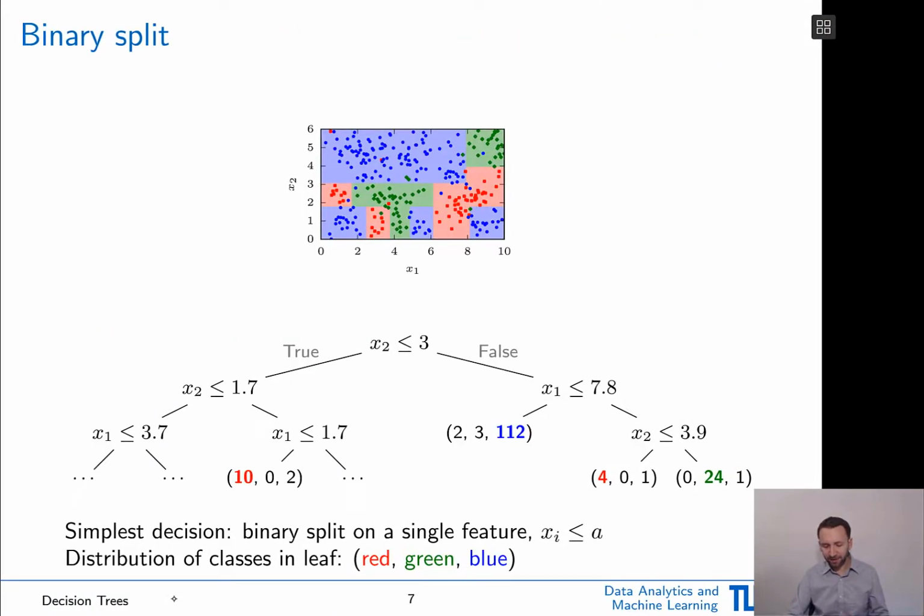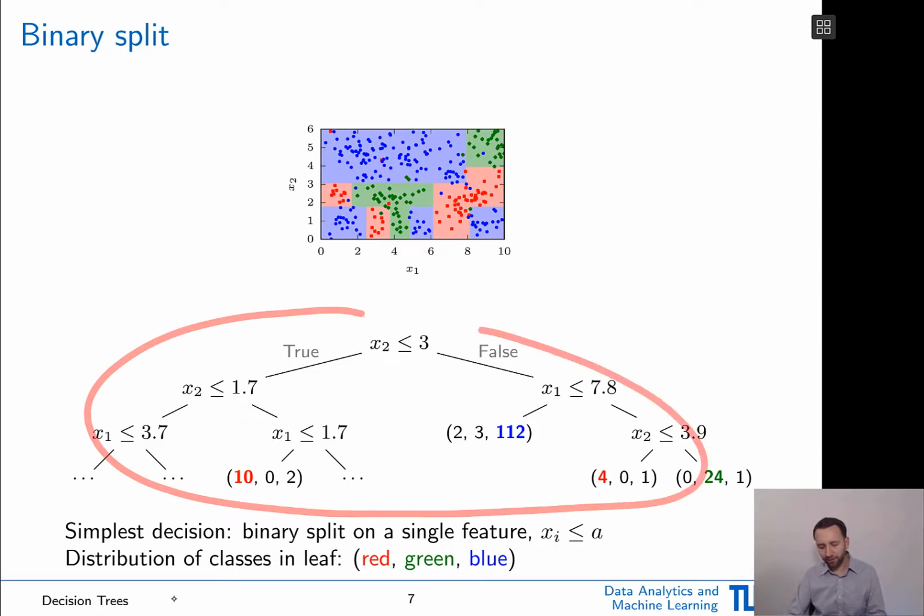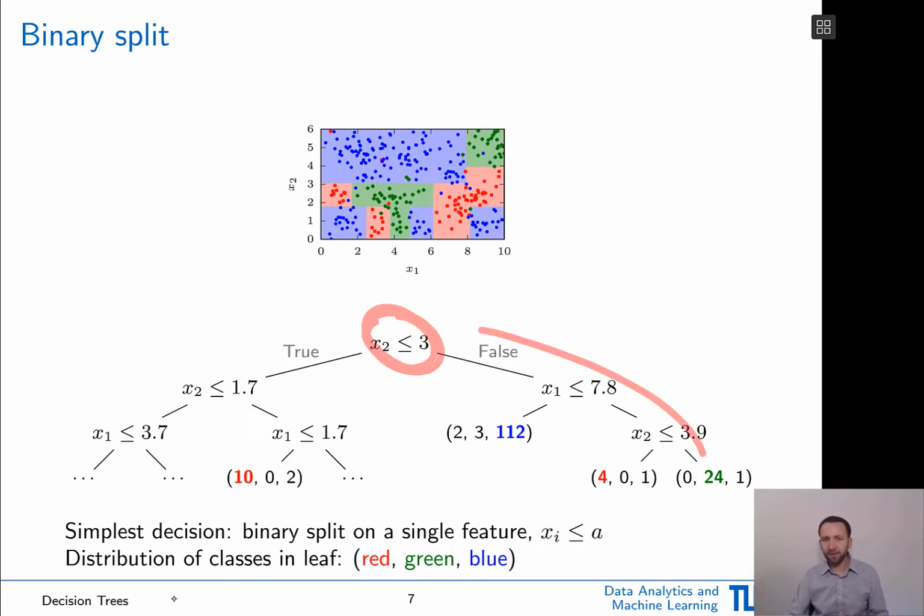So let's say we have this example. We don't have to store the full data. We just have to store this model, meaning we have to store what kind of test we do and what kind of final distribution in this region we have. Okay, so we just have a very compact representation. That's one big advantage, only a small memory footprint.